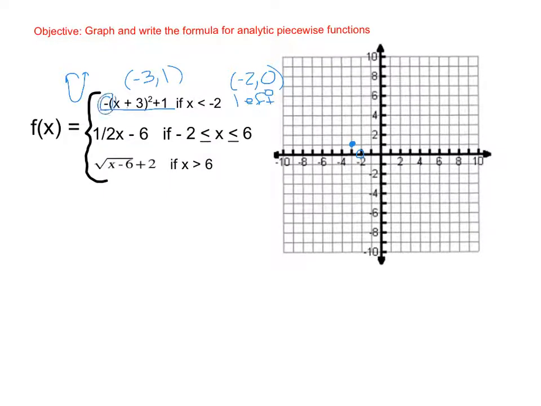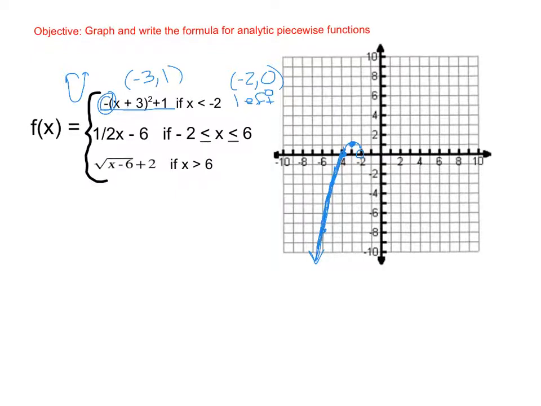It's got that negative in front, so it's an upside down parabola. So from here, over 1, down 1, over 1, down 1. But now we're only going to go to the left. Over 2, down 4. Over 3, down 9. So this piece is like a little more than half the parabola, right? So we've got this.